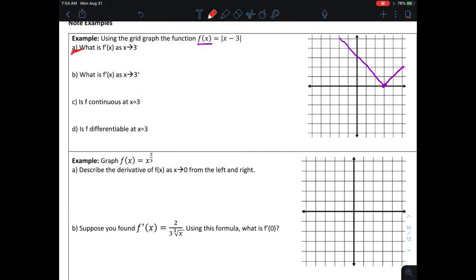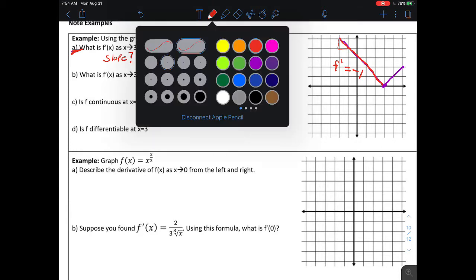Now, back to part A. What is the derivative of f as x approaches 3 from the left-hand side? So I want to know what the slope is. Well, the slope as I approach 3 from the left is down 1, right 1. So this whole left-hand piece here has a derivative value that is equal to -1. So as I approach 3 from the left, the slope is -1. So f prime is going to equal -1 from that side.